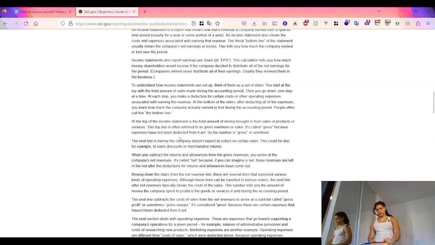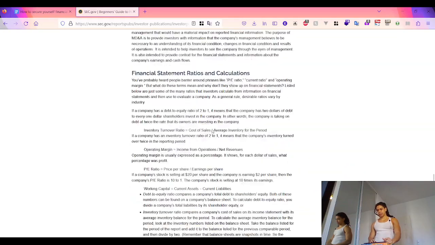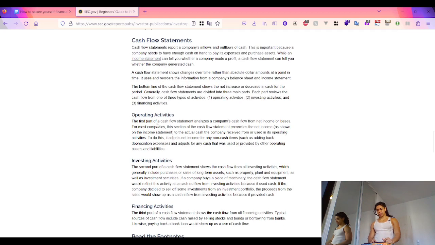So the first part of the cash flow statement analyzes the company's net income from the income statement and reconciles the net income to the actual cash that a company receives or uses in its operating activities. Operating activities involve day-to-day operations.